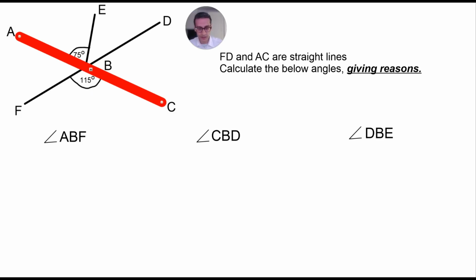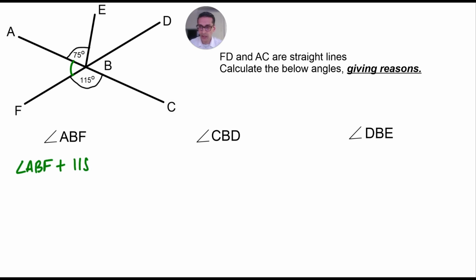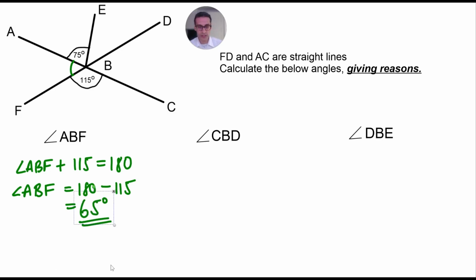Let me get rid of that red line. So we can say this green angle here, which is ABF, so angle ABF plus 115 must equal 180. And then we can say angle ABF equals 180 minus 115. And then we can just work that out. So from this, you're going to get 65 degrees. And that's your answer there.